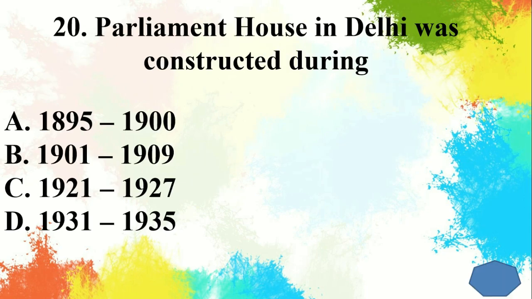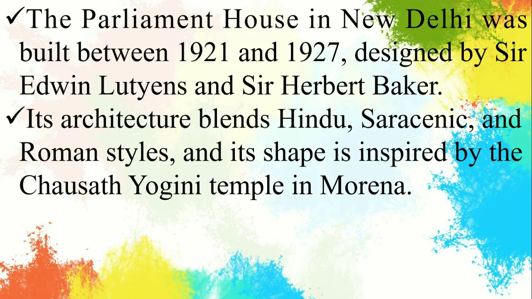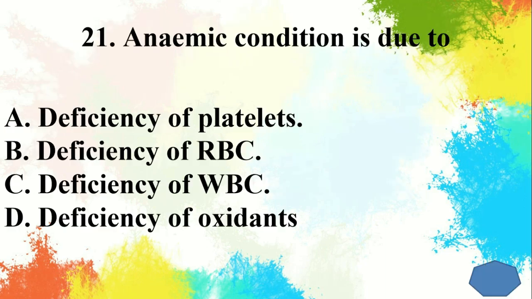Question 20. Parliament House in Delhi was constructed during. Answer: 1921 to 1927. The Parliament House in New Delhi was built between 1921 and 1927, designed by Sir Edwin Lutyens and Sir Herbert Baker. Its architecture blends Hindu, Saracenic, and Roman styles, and its shape is inspired by the Chausath Yogini temple in Morena.